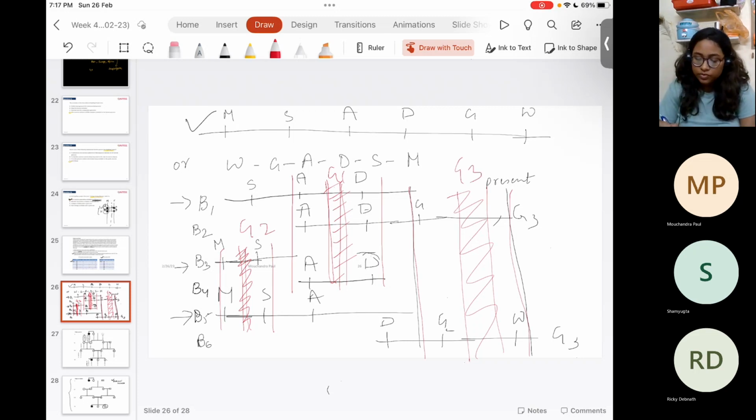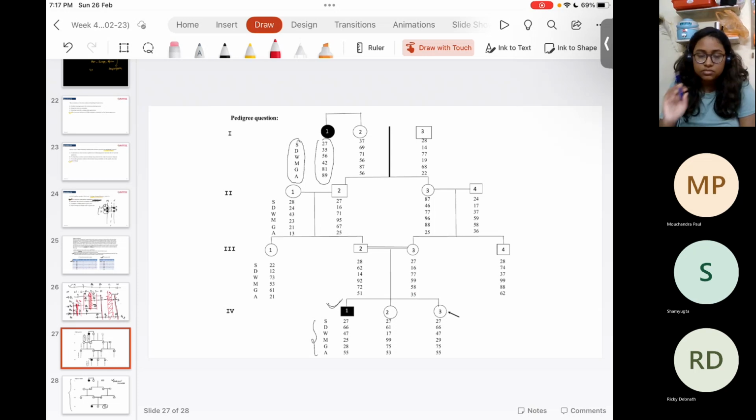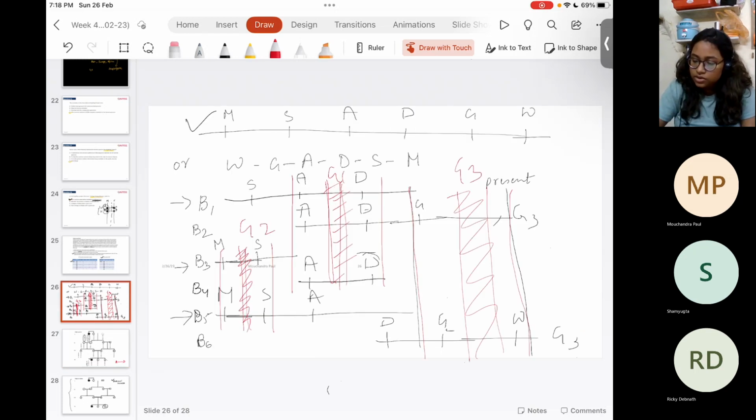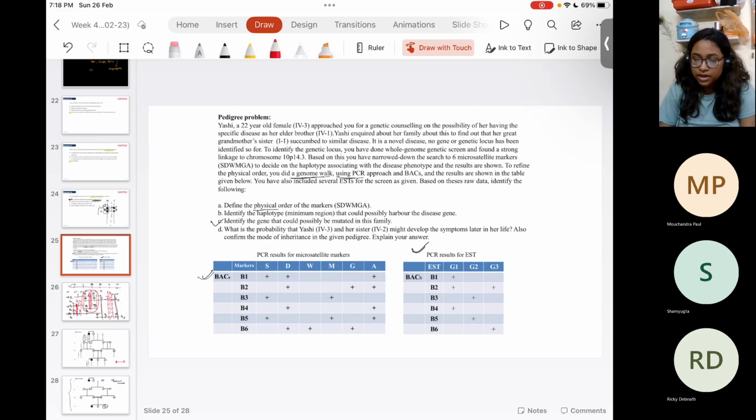Now we know from the haplotype, the minimum haplotype region, it was A, D, right? I told you the answer that in the affected individual, homozygosity is present between A and D. So if this is identified as the minimum region, G1 is the defective gene, which we found by combining the results of this table and this table. Okay, so that was it.